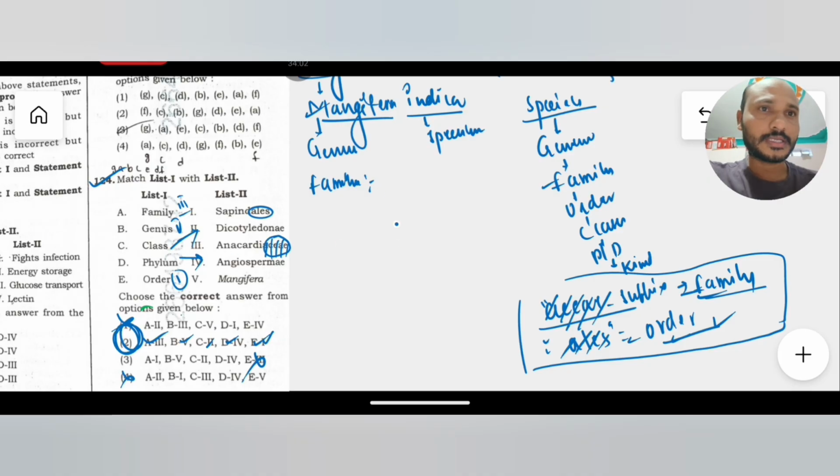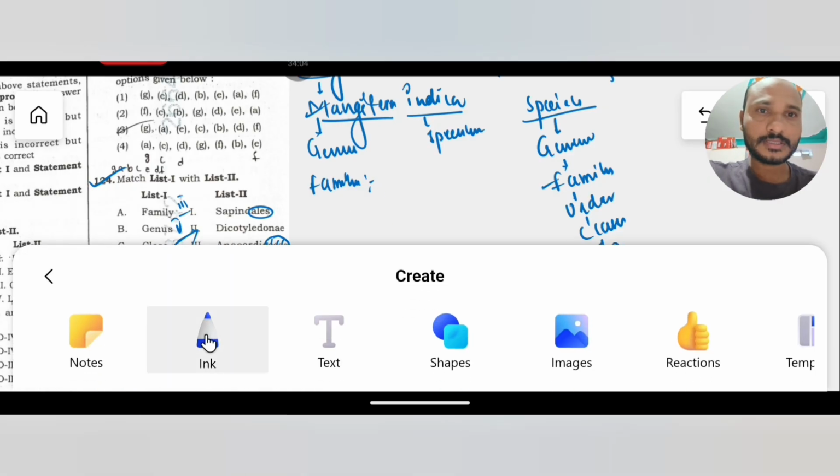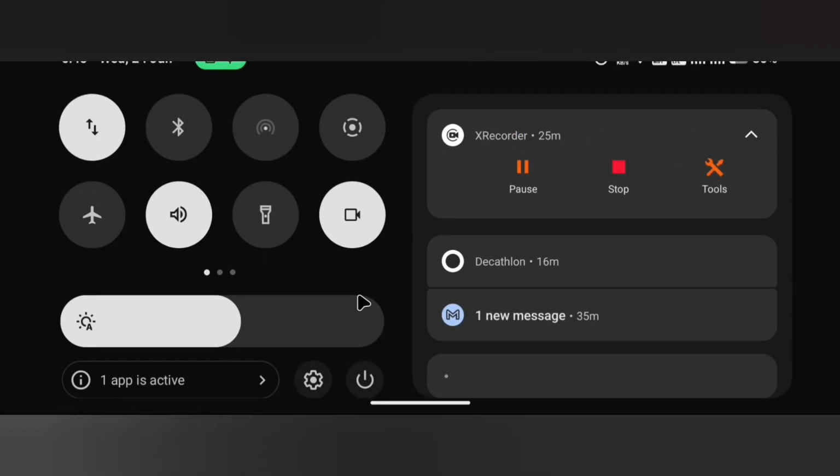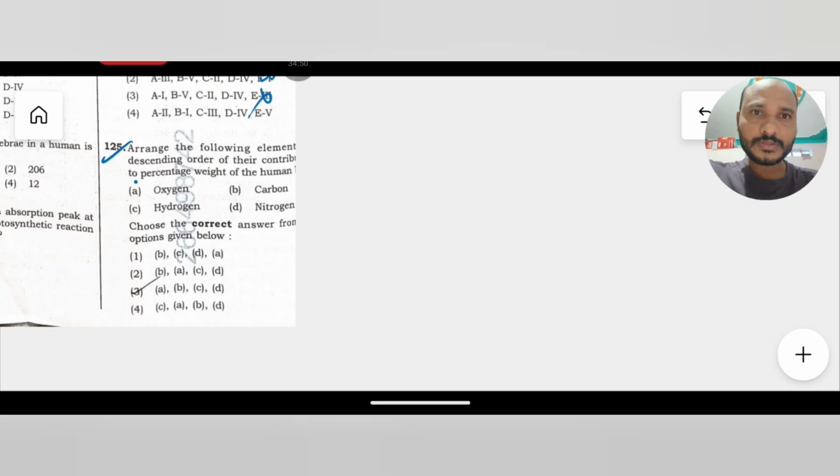Okay, right. So then we move on to another MCQ here. Just wait. Okay, done. So here, sorry, 125 questions, fifth question here. See 125 questions. Okay, done.